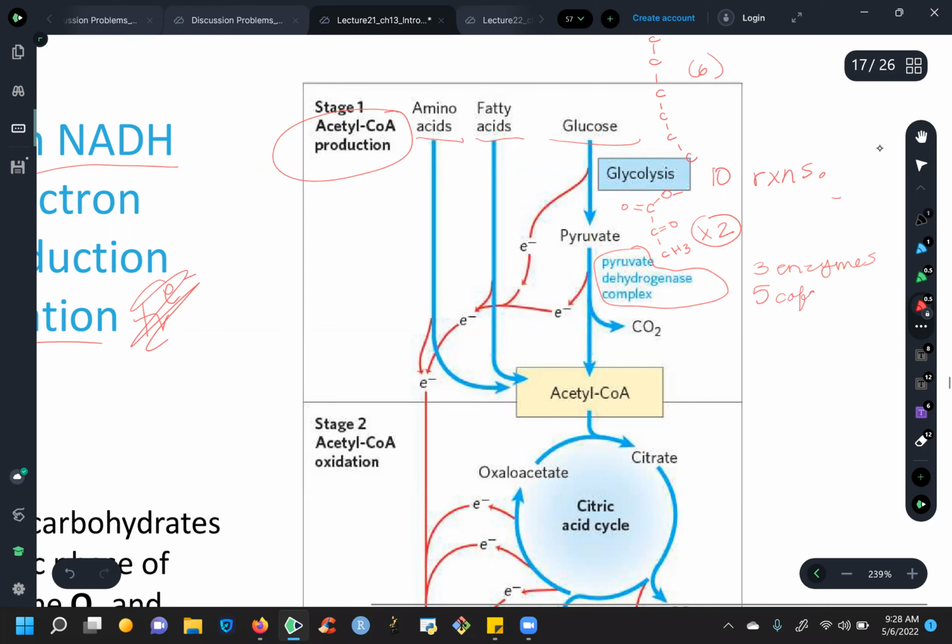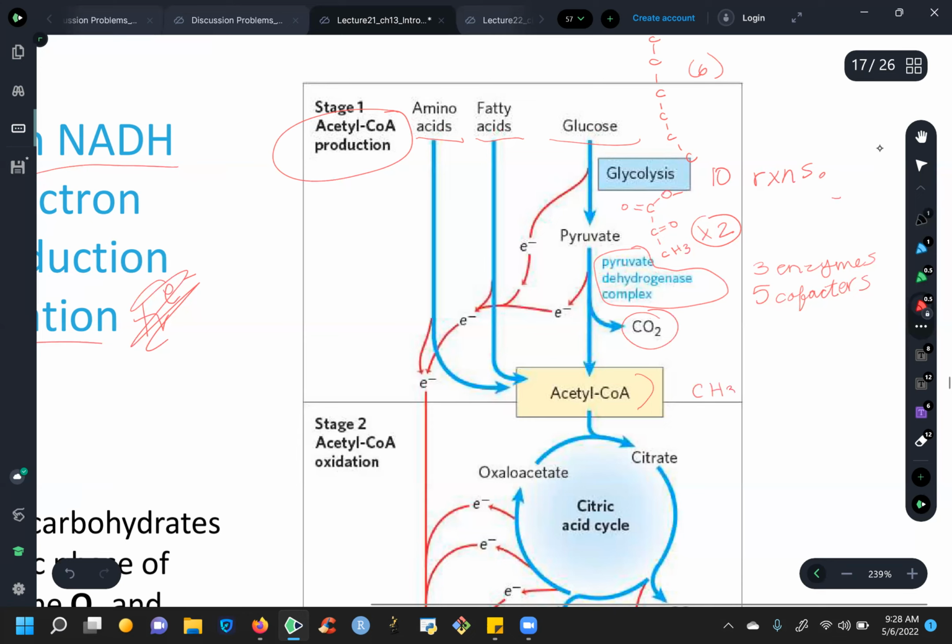And you can have multiples of the enzymes. For example, enzyme 1, enzyme 2, and enzyme 3, you can have 100 of each. So 5 cofactors. Okay, that's a pyruvate dehydrogenase complex. And the whole point of that is to decarboxylate pyruvate and attach it to coenzyme A. So you end up with acetyl coenzyme A, and that looks like this.